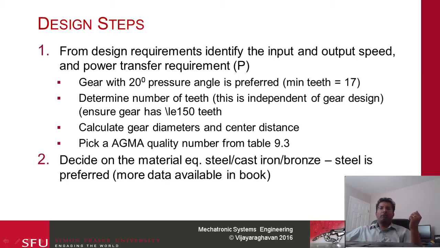After that, we pick the class of material. Are we going to use steel, cast iron, or bronze? Steel is usually preferred because it gives you a lot of versatility in the calculation. You can do heat treatment and so on.